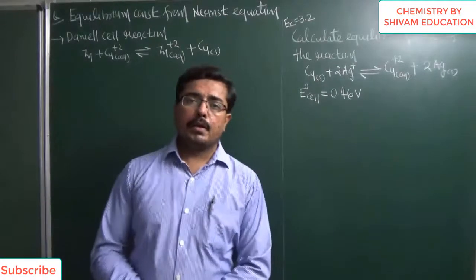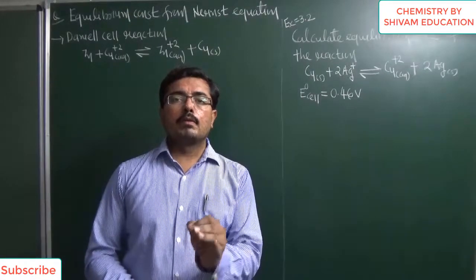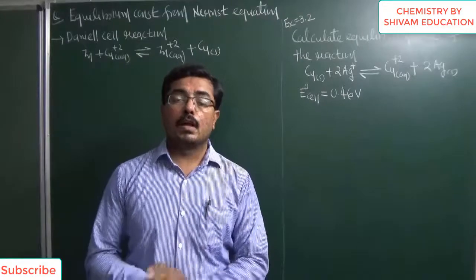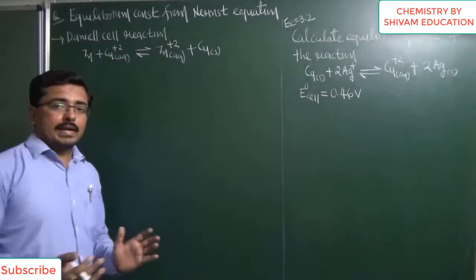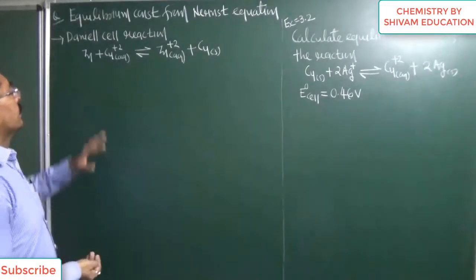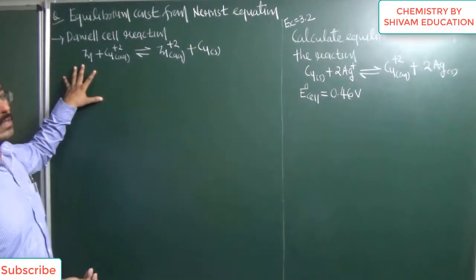Hello students, today we will discuss the equilibrium constant from the Nernst equation. How we can calculate this, we will understand. Now we are taking the example of the Daniel cell. In the Daniel cell, the following reaction occurs.